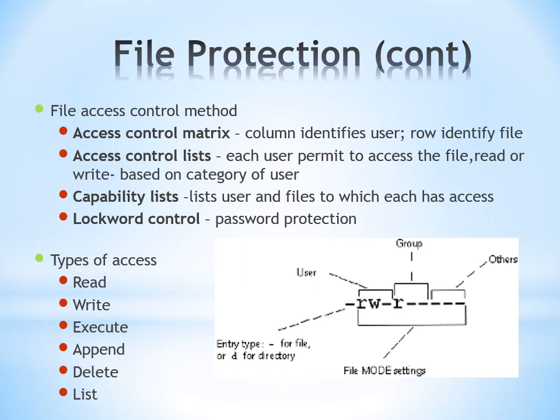And the capability list will list the users and files based on the capability of each user's access. And for password control, normally you provide passwords on your file as a part of the protection. This is the type of access, whether you can read, write, execute, append, delete, and so on.